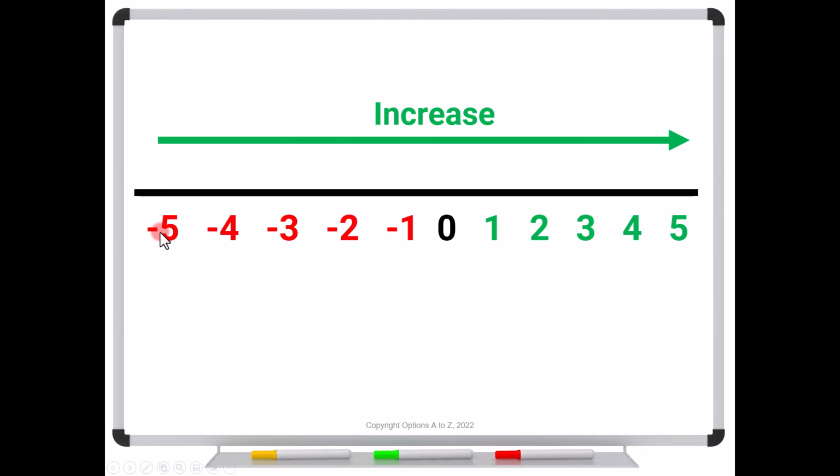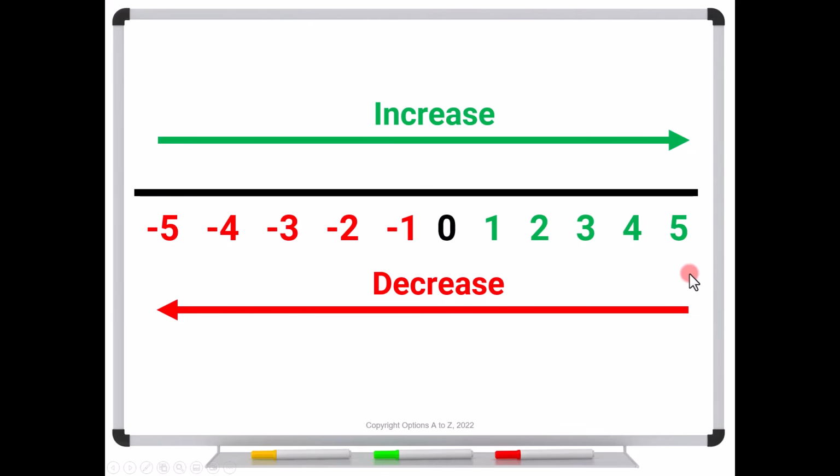But the number -5 is smaller than -4. Or conversely, we could say -4 is bigger than -5. -3 is bigger than -4, and so on. Every number to the right is getting bigger. And conversely, if we move from right to left, the numbers are all decreasing.